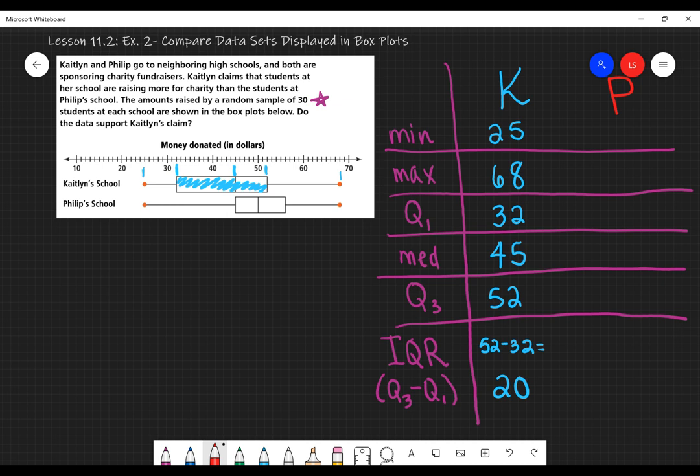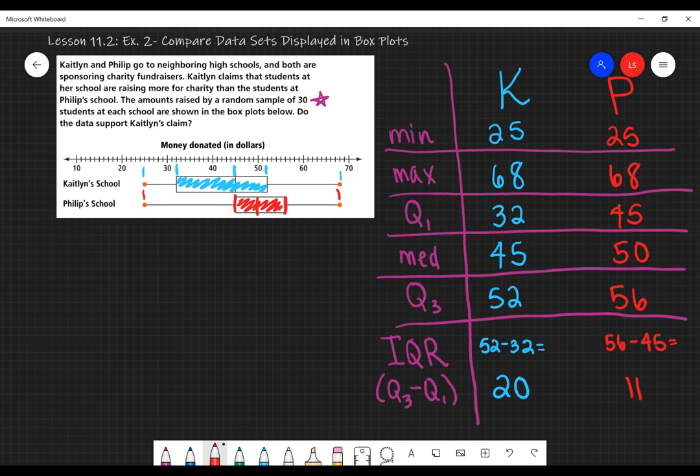So now we'll take a look at the one for Philip's school. Philip's school had the same minimum and maximum of 25 and 68. But the quartiles are different. So his first quartile is at 45. His median is at 50. And his third quartile is at 56. So to find the IQR there, we do 56 minus 45, and that equals 11. So the range here for his school was a little smaller in terms of their IQR.